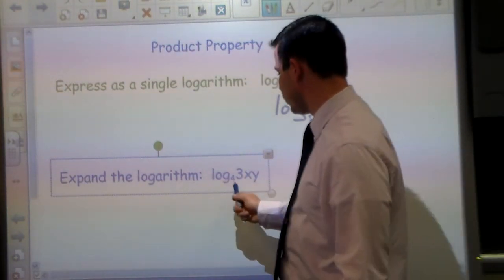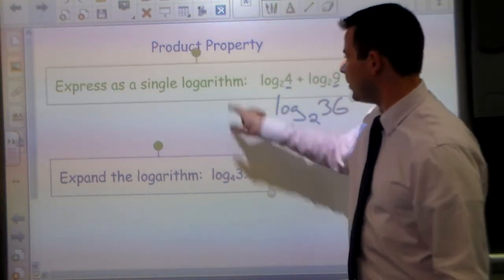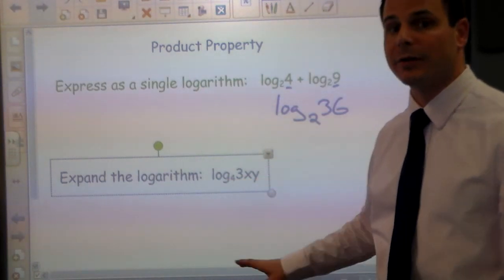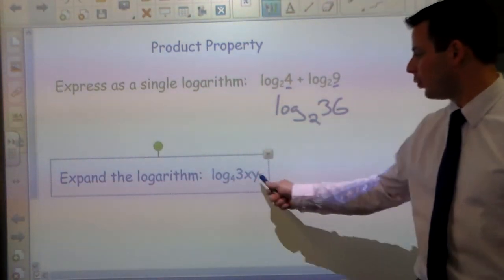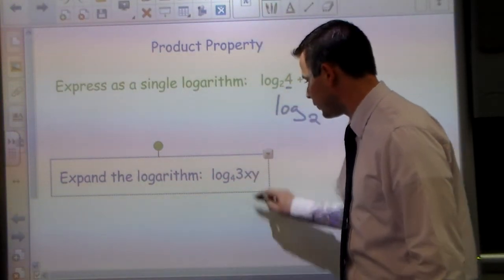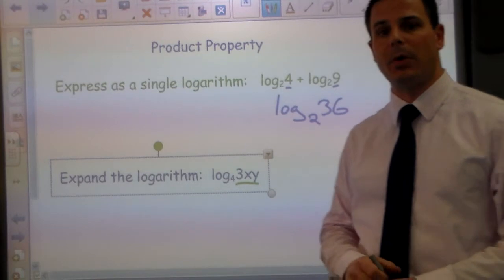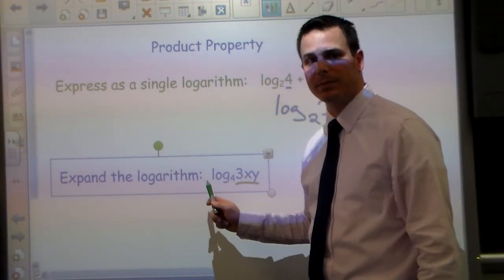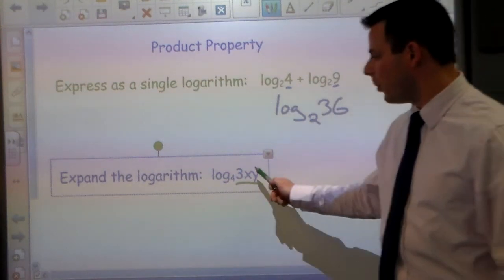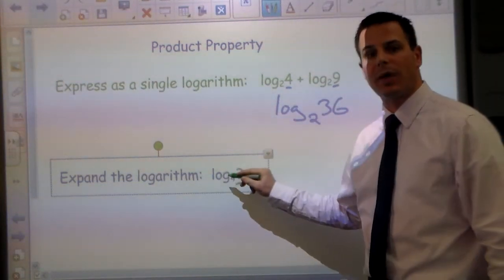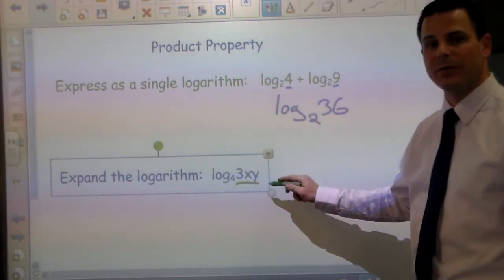Conversely, if we have one log, we can make it many logs. So we have log base 4 of 3xy. We can expand that into the sum of logs. Now these things are being multiplied together here. 3xy are all being multiplied. What are we multiplying? We're multiplying exponents, right? So when you multiply with exponents, you add the exponents. That's what we're going to do with the logs. We're going to add these three terms together.